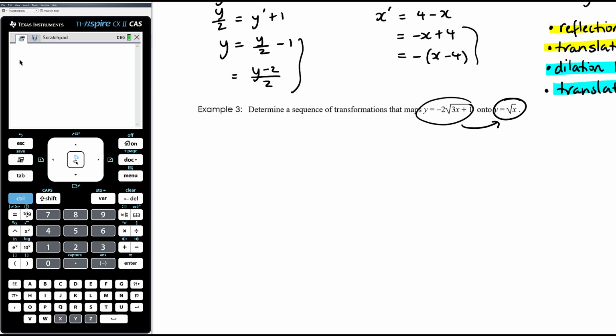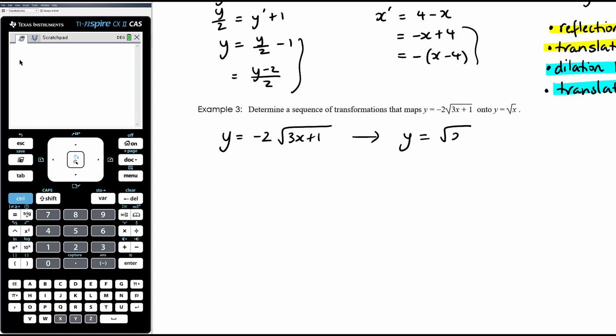So this time we're going from the messy function to the nicer function, and this is actually an easier process as long as you keep your eye on what it is that you're trying to do rather than just blindly following process. Okay, so we're going from y equals negative 2 times root 3x plus 1 to y equals root x. So this is the image function. There's the dashes there.